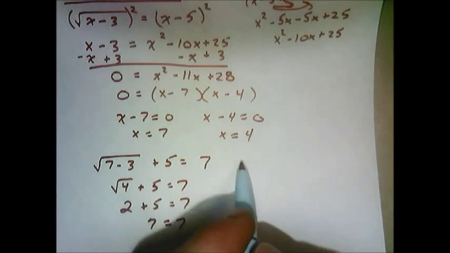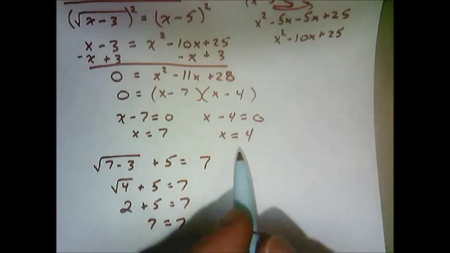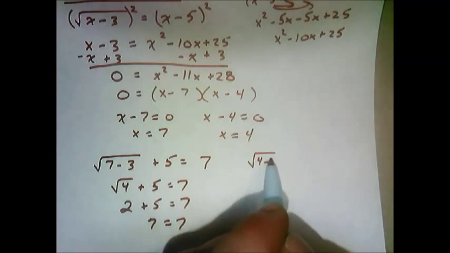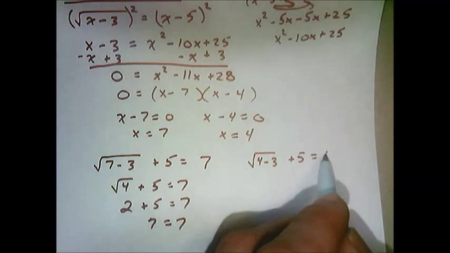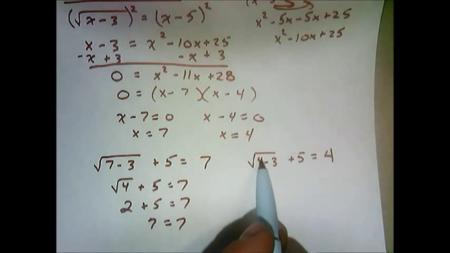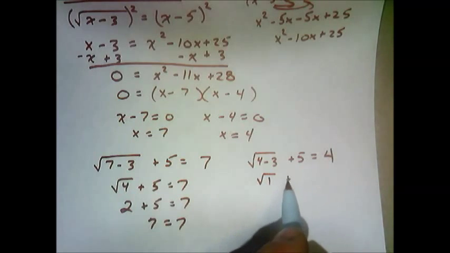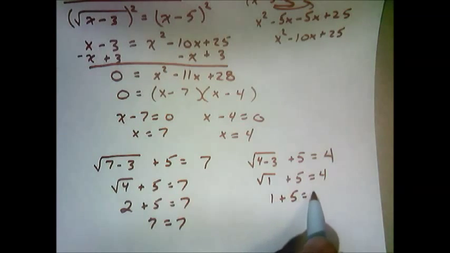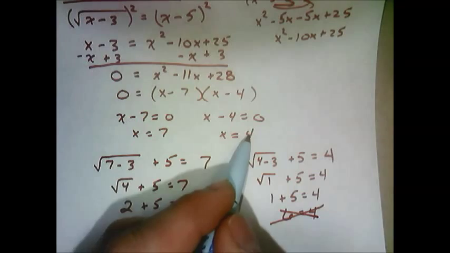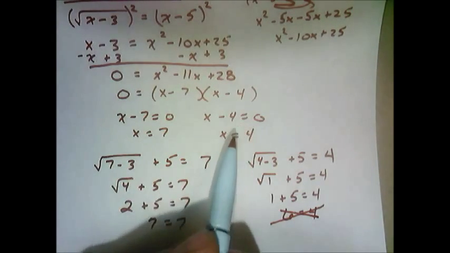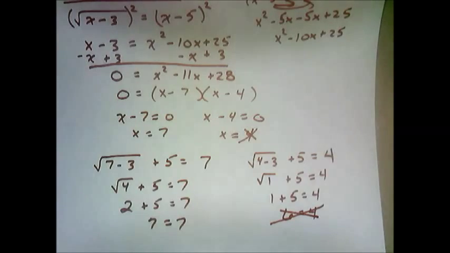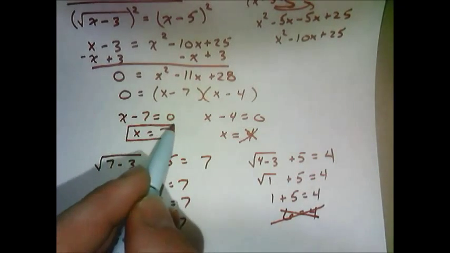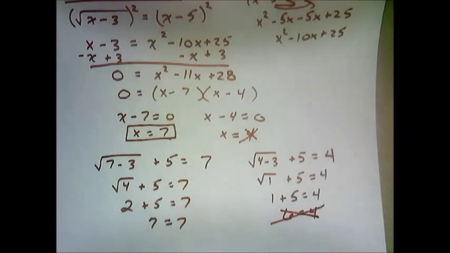Let's go ahead and look at 4. Now if I replace 4 into my original, I have the square root of 4 minus 3 plus 5 equal to 4. 4 minus 3 gives us 1, so I have the square root of 1 plus 5 equals 4. Square root of 1 is 1, so 1 plus 5 equals 4. And oh no, 1 plus 5 gives us 6, so 6 does not equal 4. So we know that 4 doesn't work. We call that an extraneous solution. So we simply cross that out, and our only solution is x equals 7. And that's our answer.